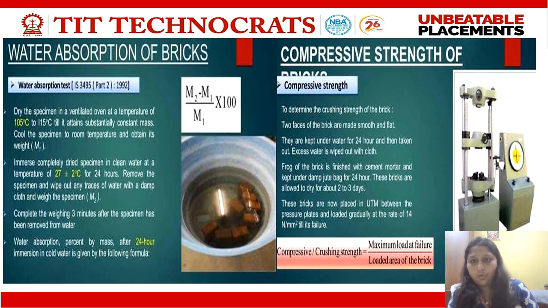The load reading at which we get crushing cracks on the brick surface is known as the crushing load, or the maximum load at failure. The maximum load at failure divided by the loaded area of the brick gives me the compressive strength, or the crushing strength, of my brick.